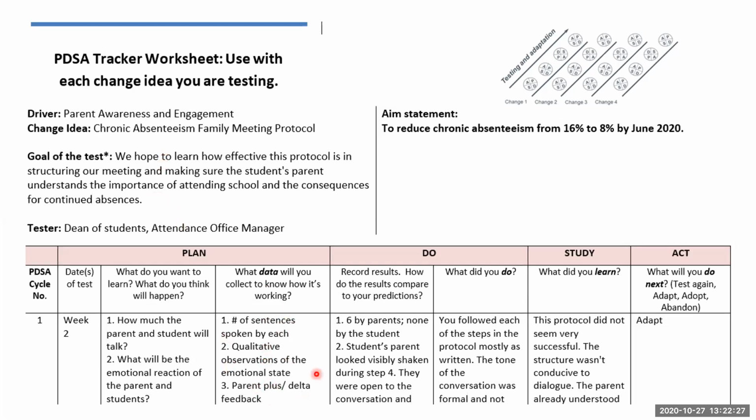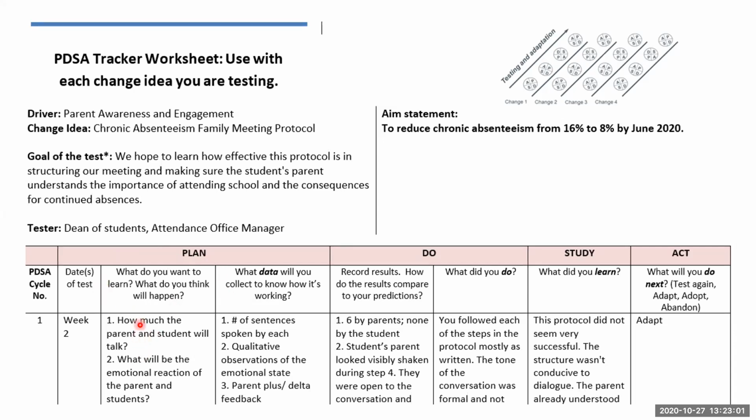So from that goal, then you start to think about the data that you're going to want to collect to know if you are helping them better understand why to attend school and the consequences. And you also want to think about who's going to be part of this. Who's going to be actually testing the change idea, so being the doer, the one doing it, in this case, the one executing the family meeting protocol, and then who's going to be the one kind of watching, collecting information. So again, in this plan phase, you think about what do you want to learn and what do you think will happen? This is that prediction.